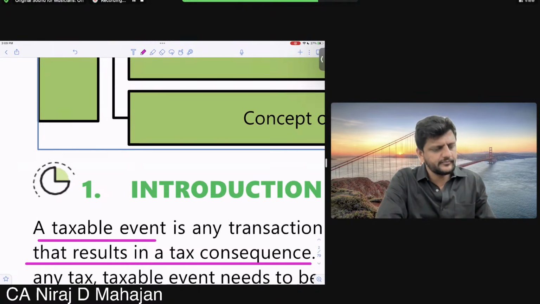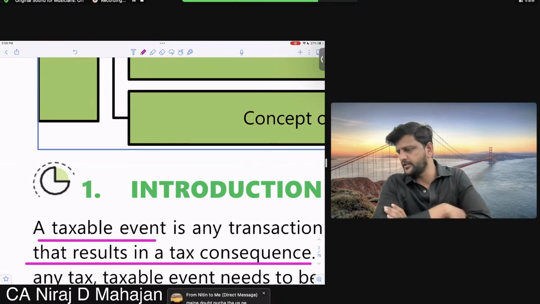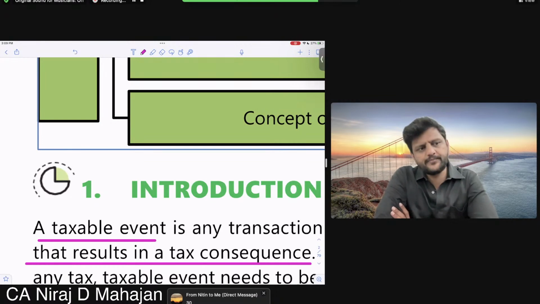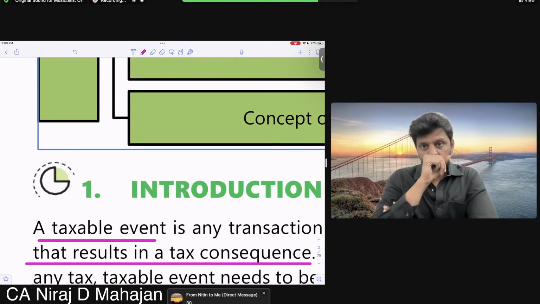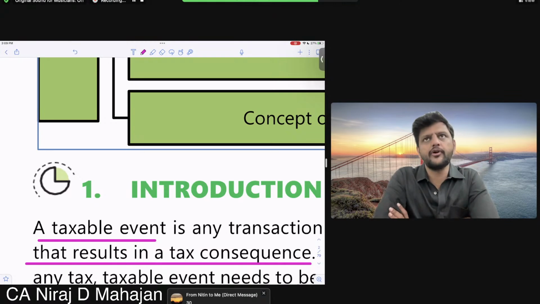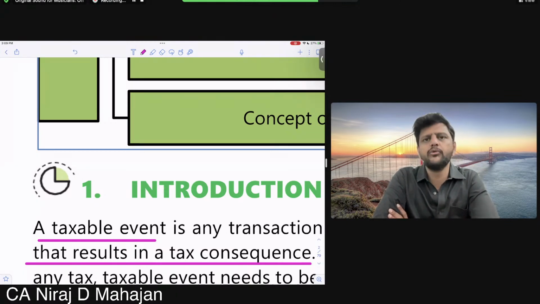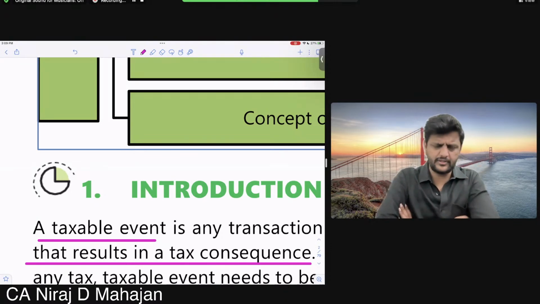Simple example, children, let me give you. If I talk about lottery income, what do you think, how will it be taxable? It should be taxable obviously on receipt basis. I am talking about a basis now, mercantile or cash. So basically section 145 allows what kind of books of accounts you can maintain, either cash or mercantile for different heads of income.